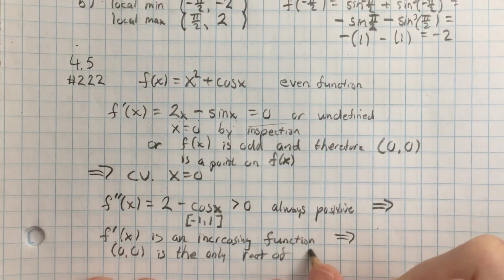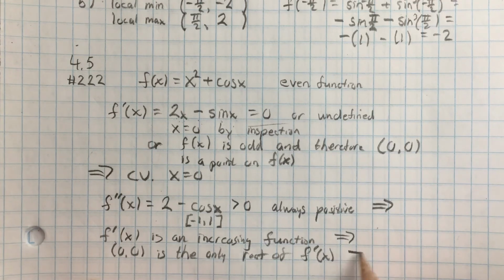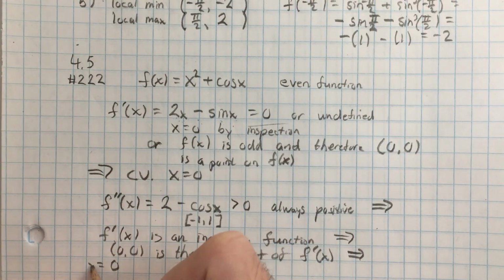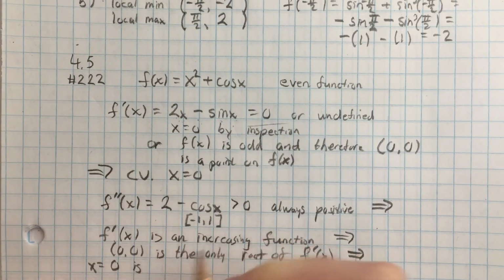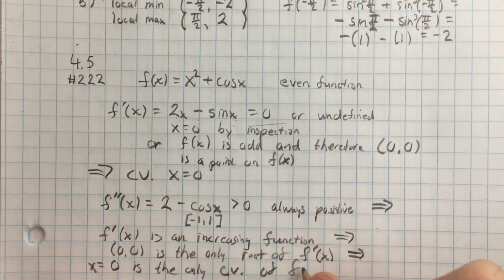of f prime. We found one root that it has, and we can tell from the second derivative, because the second derivative is always positive, the first derivative is always increasing, and therefore this is the only root that f prime has. So therefore 0 is the only critical value of the original function f of x. All right? So that's what we have to work with.